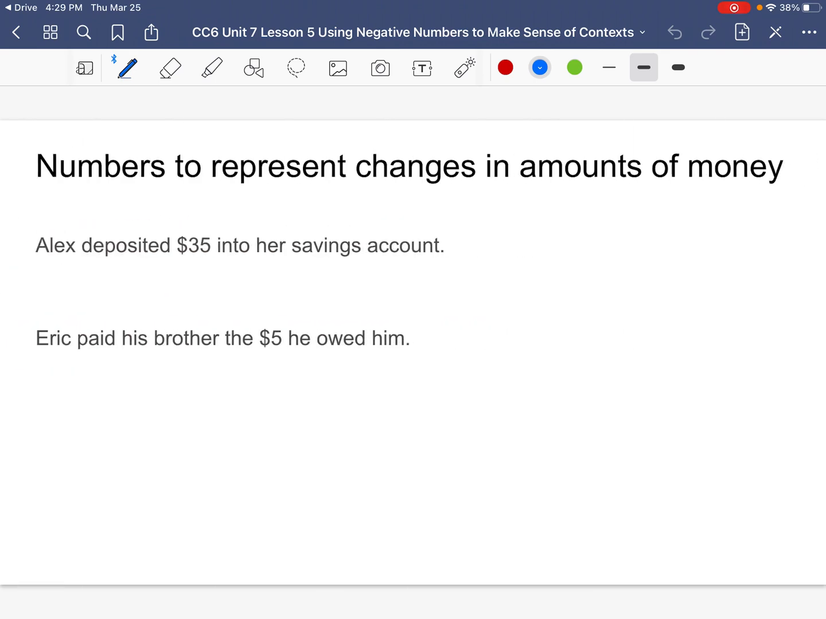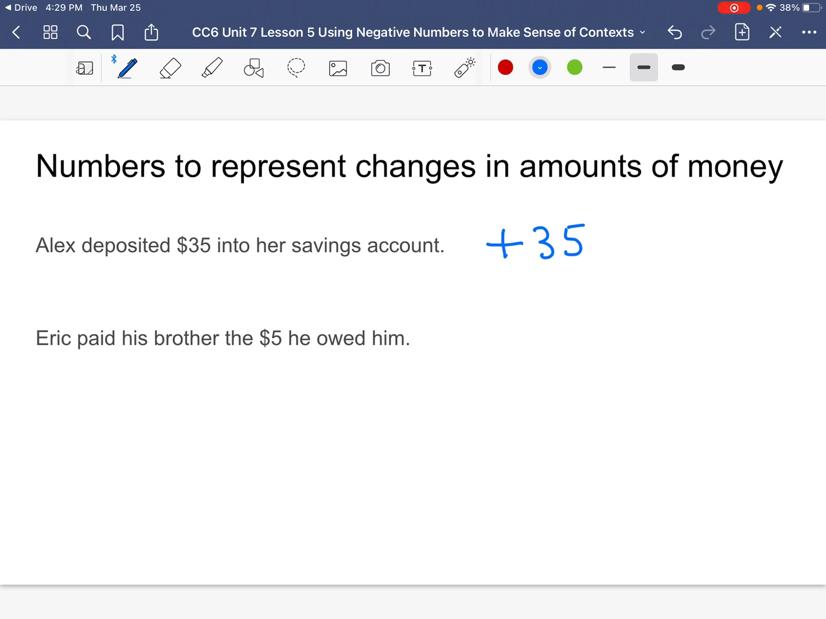So let's look at some numbers to represent changes in amounts of money. Alex deposited $35 into her savings account. So I would say that her savings account has an increase of $35, so it's plus $35 more in her savings account.